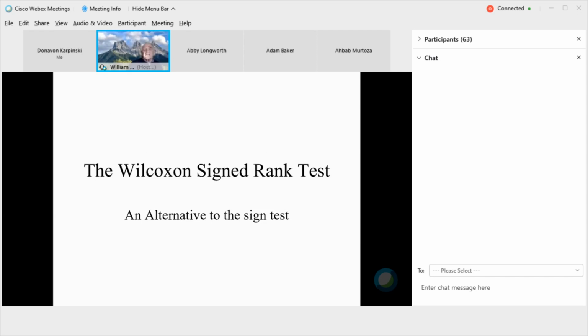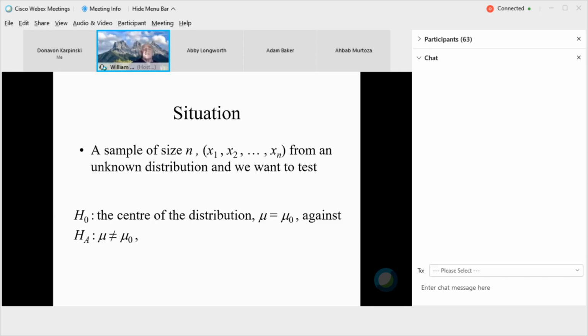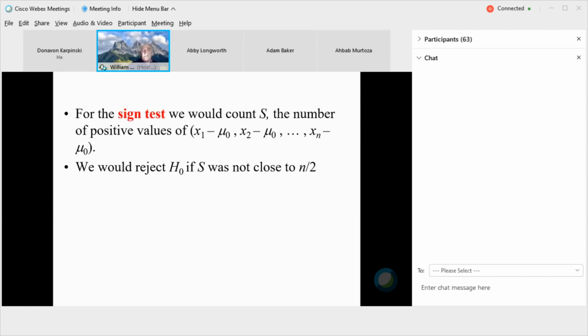Wilcoxon's signed rank test. This is an alternative to the sign test. Again, we want to test whether the center of the distribution is mu naught, against the alternative that it's not equal to mu naught, or it could be a one-sided alternative. In the sign test, we just compute the number of observations. If I subtract the observations from mu naught, I count the number of observations that are positive. This should be close to n over 2 if H naught is true.